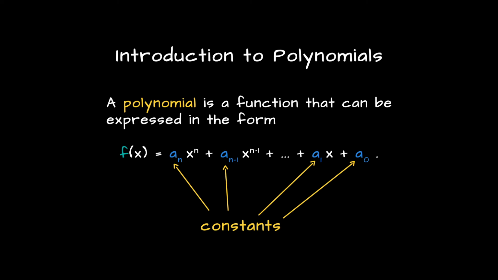Each instance of x is raised to a certain non-negative integer power, and we've gone ahead and arranged the terms here so that the highest power of x appears first, the second largest power of x appears second, and so on and so forth, going all the way down to the power x to the 1 and the constant term, which is really just x to the 0 times a0.